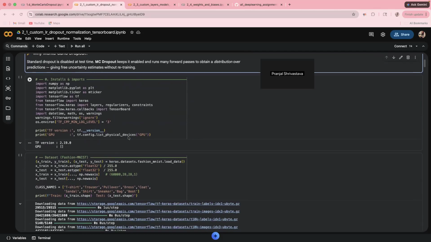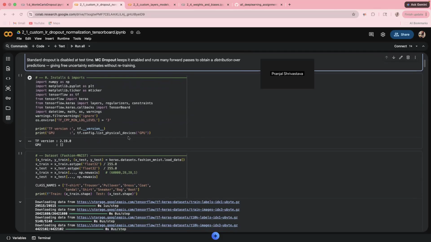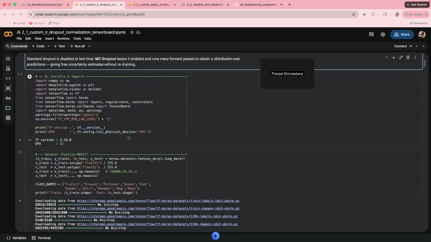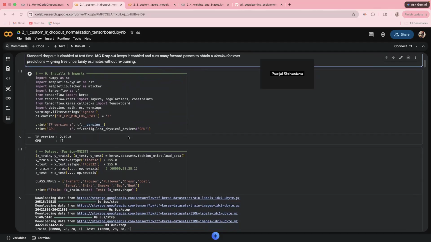First and second cell consist of setup and data. We import TensorFlow, Keras, PyTorch, NumPy, and Matplotlib, then load Fashion MNIST, 10 classes of clothing images at 28 by 28 pixels. Fashion MNIST is used instead of CIFAR10 here because it is clean enough to see training dynamics clearly without requiring a very deep network, and all four topics in this notebook are about training dynamics rather than raw accuracy.